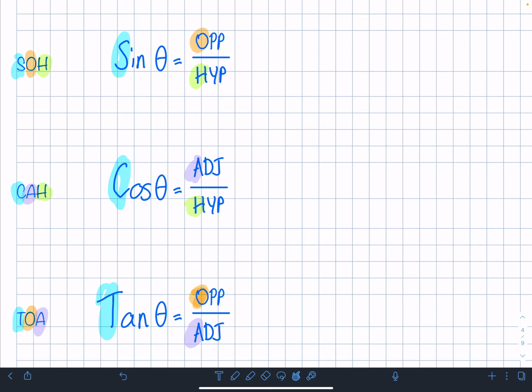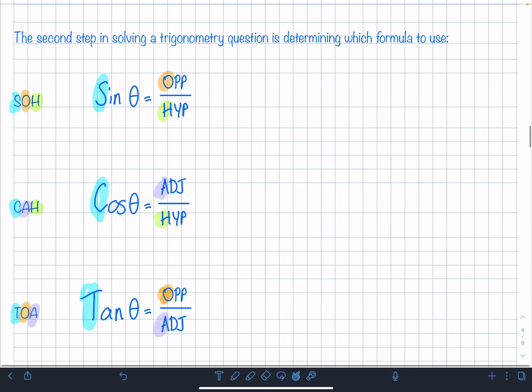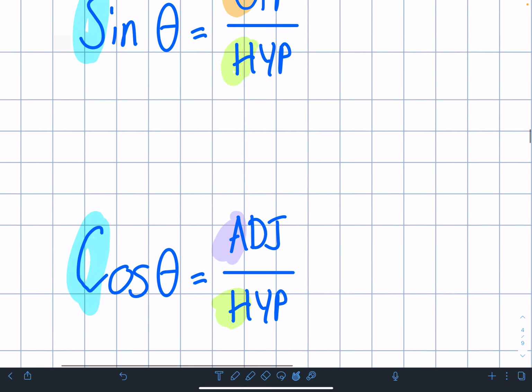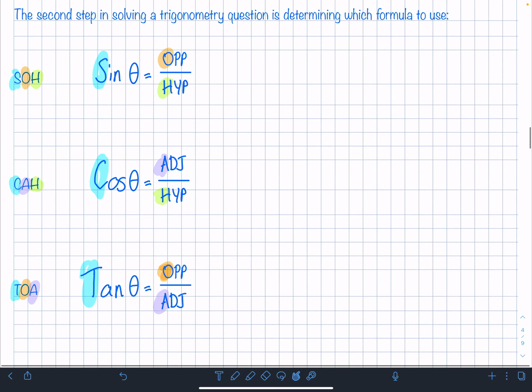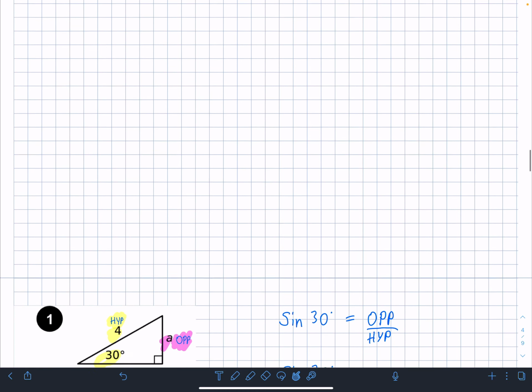I've just color coded there that we have our opposites in orange, hypotenuse in green, and adjacent I've color coded in purple, just to show where those letters come from. Okay, and so OPP will be opposite, HYP will be hypotenuse, and ADJ is adjacent. So our second step is determining which formula to use, and so we need to be able to look at a triangle to determine which formula to use. So let's go to number 1.